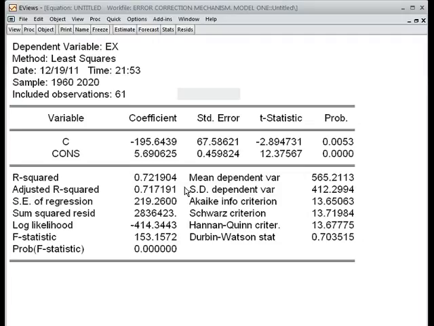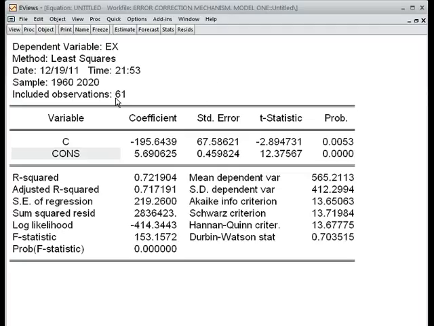But one thing should also be there. Although the variables are non-stationary at level, they should be stationary at first difference. That should also be there, so that we can use the non-stationary variables to run our regression model.